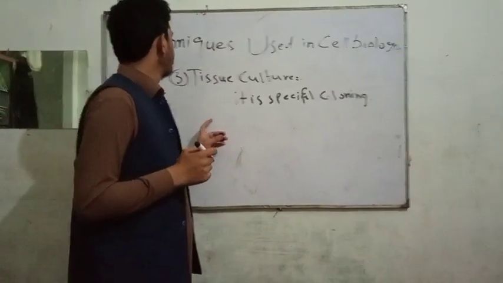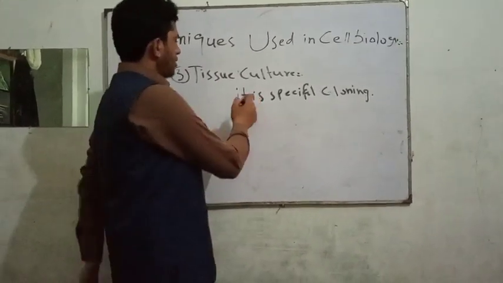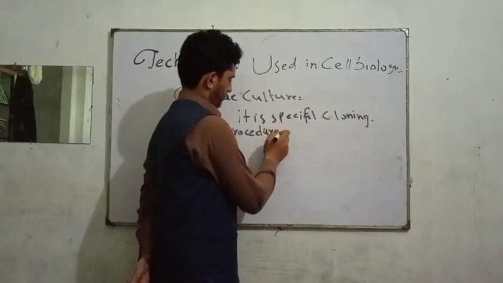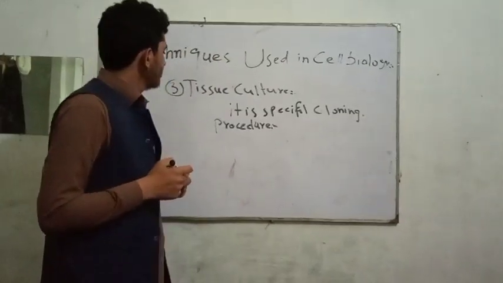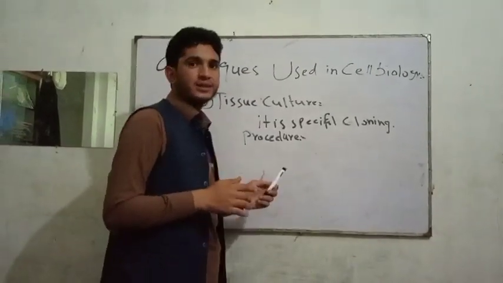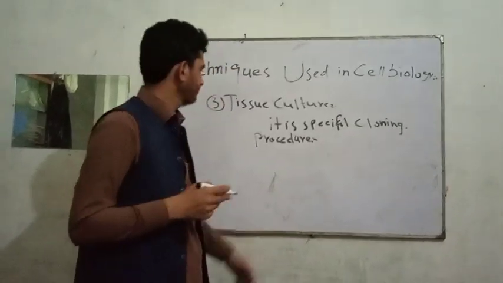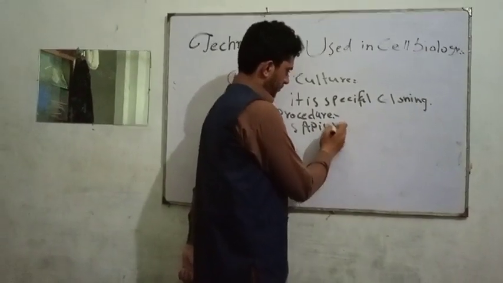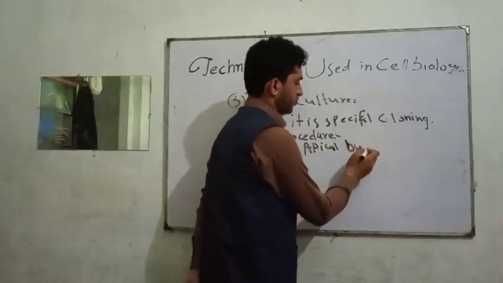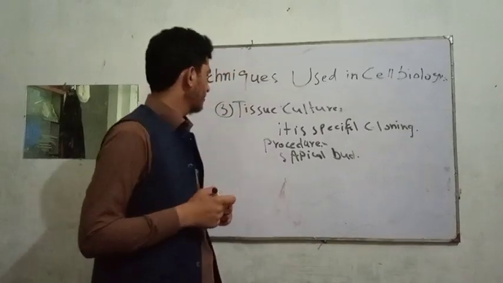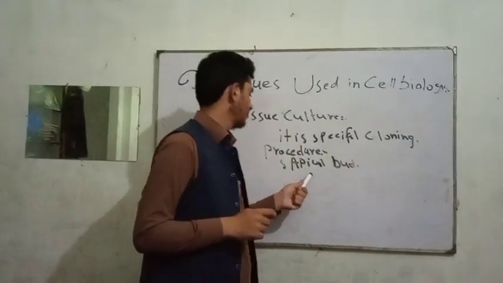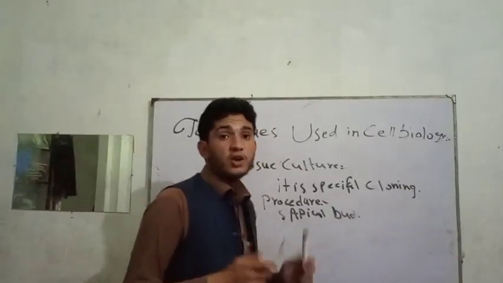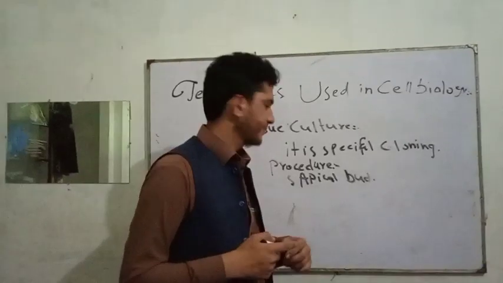Now I am going to tell you about the procedure of tissue culture. Its procedure is that we select a healthy part of the plant, especially the apical tip, the apical bud. Why do we select the apical bud for this purpose? Because the apical bud consists of a primary meristem in which the growth rate is very high.